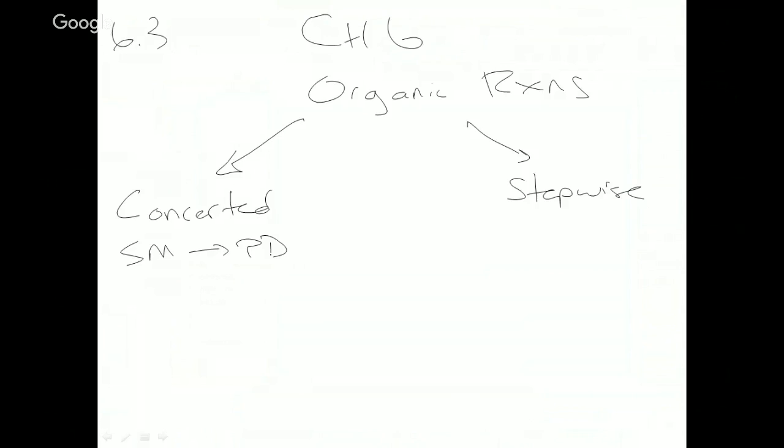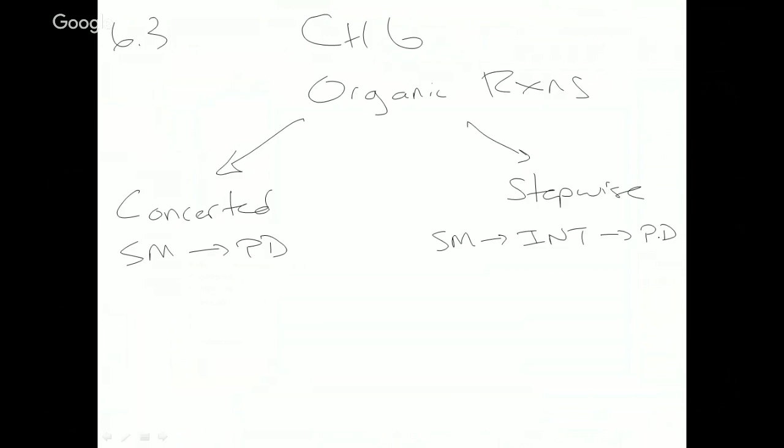There are no intermediates. The term intermediate will be an important one. We'll talk about it a lot. Stepwise reactions are much more common. It's multiple steps. It could be 2 steps, 3 steps, etc. But you go from starting material to intermediate to product. Some intermediate exists for some finite lifetime, as opposed to a transition state, which we'll talk about.